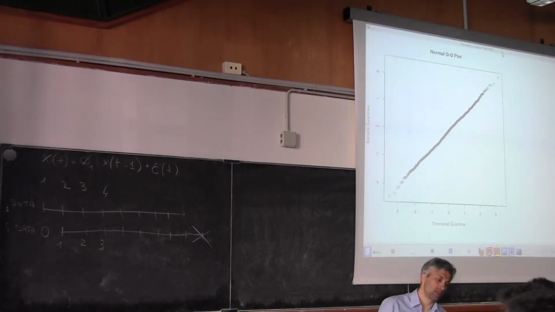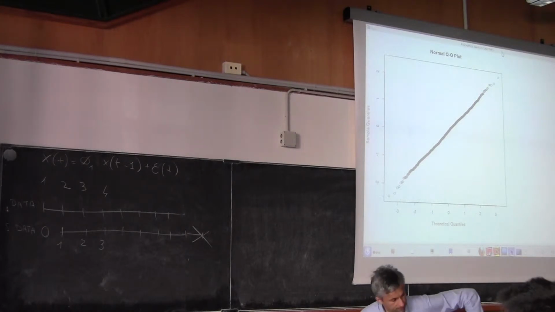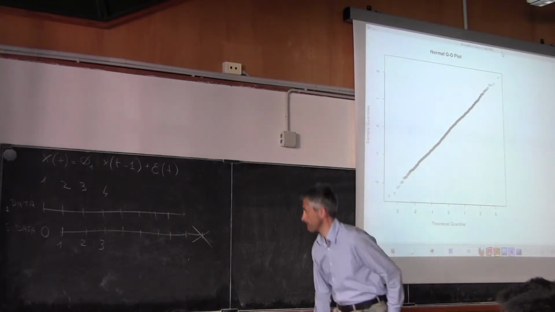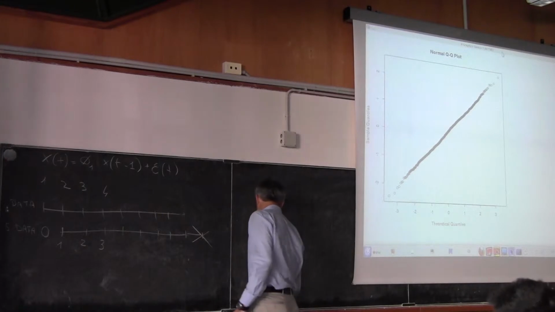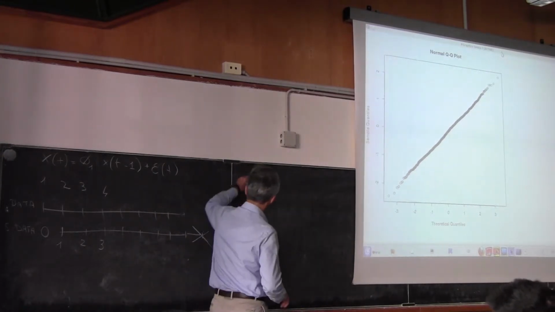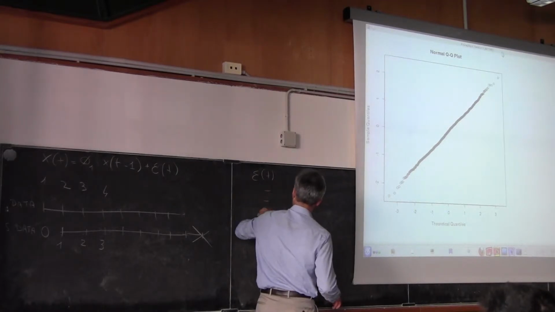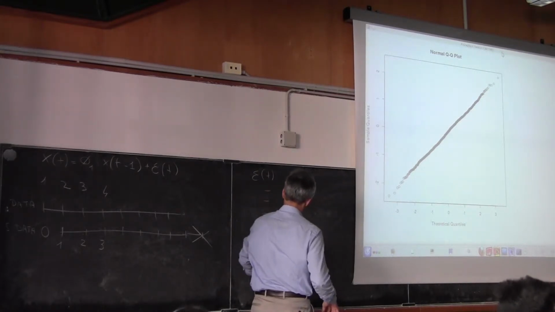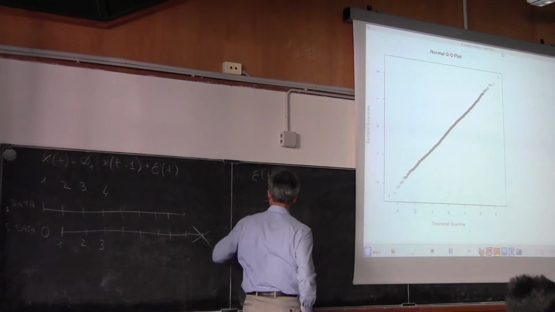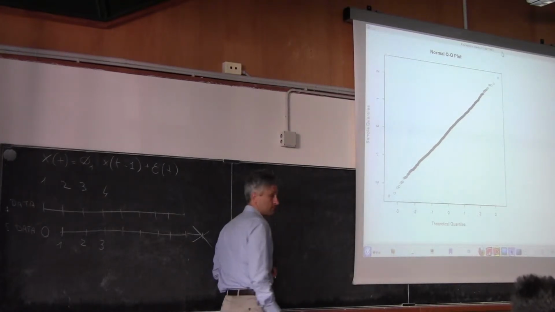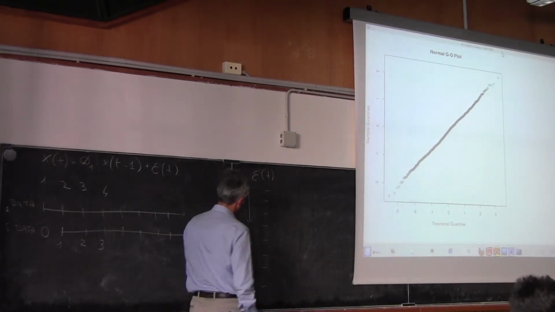Let me explain to you what this is. Let's suppose that you have your series of epsilon. Then let's put it in ascending order, and let's compute the frequency.